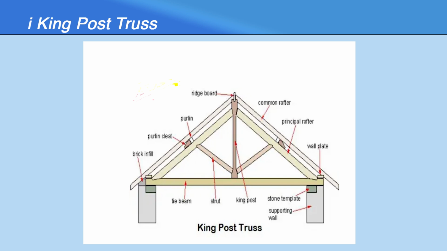A central vertical post that connects the ridge and the tie beam is known as a king post. The struts are used to prevent the principal rafter from bending. This truss is suitable for a roof span of 5 to 9 meters. Here in this photograph, the vertical post is a king post which is supported by the struts. Struts will support the principal rafters and this truss is used for 5 to 9 meters of span.